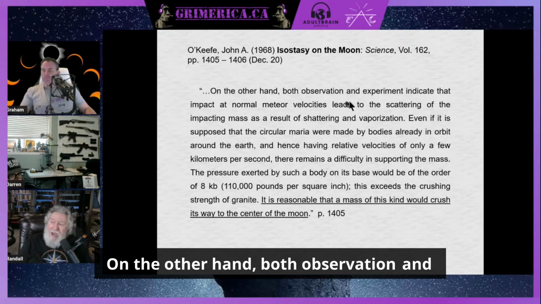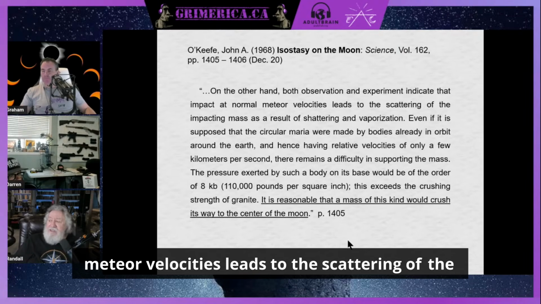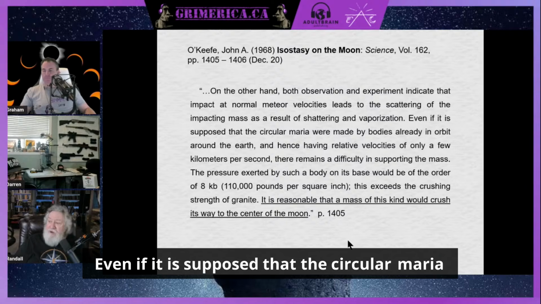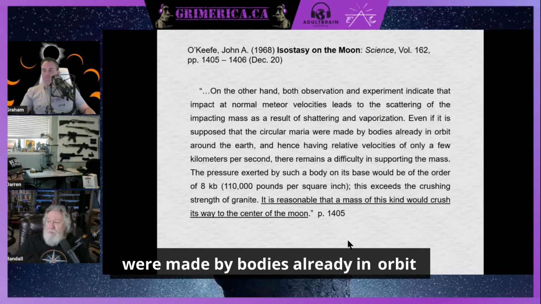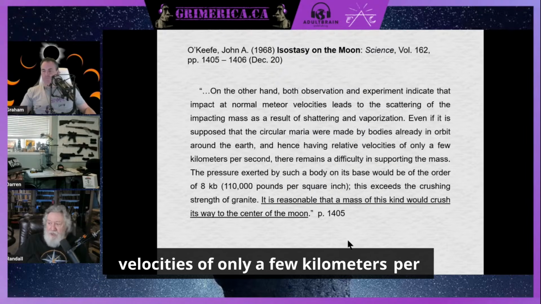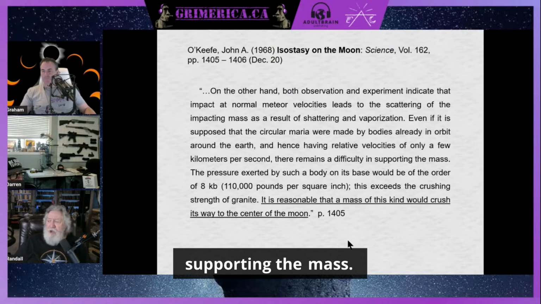On the other hand, both observation and experiment indicate that impact at normal meteor velocities leads to the scattering of the impacting mass as a result of shattering and vaporization. Even if it is supposed that the circular maria were made by bodies already in orbit around the Earth, and hence having relative velocities of only a few kilometers per second, there remains a difficulty in supporting the mass.